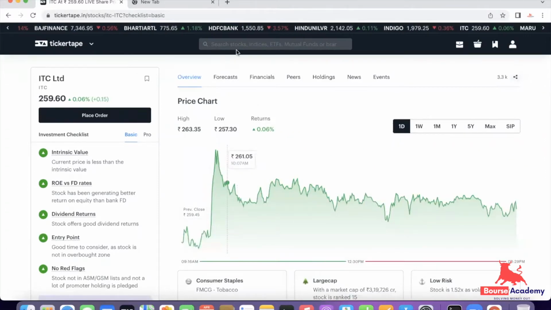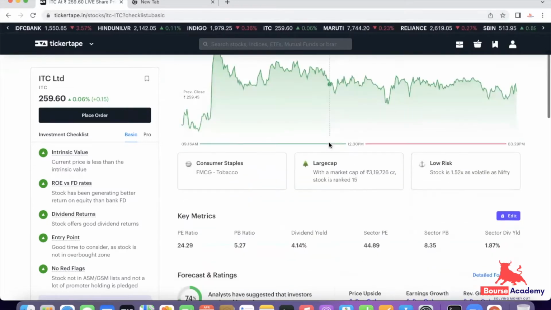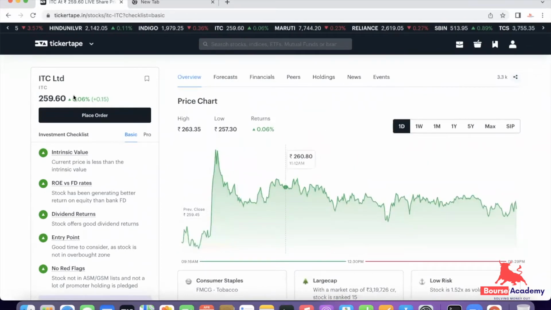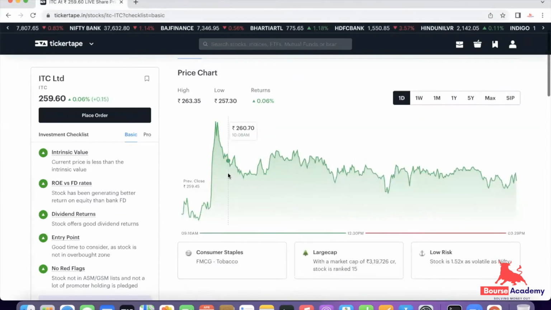So this is the common platform of Tickertape, which is available on your system, on your screen also. And this is free; there are paid versions of this software also, but I will request all of you to give an opportunity to free software only, because you don't need to pay any money to anyone. You can clearly see this is the company ITC, a well-known company, also part of Nifty and also part of our Sensex. So this is how the Tickertape screen looks.